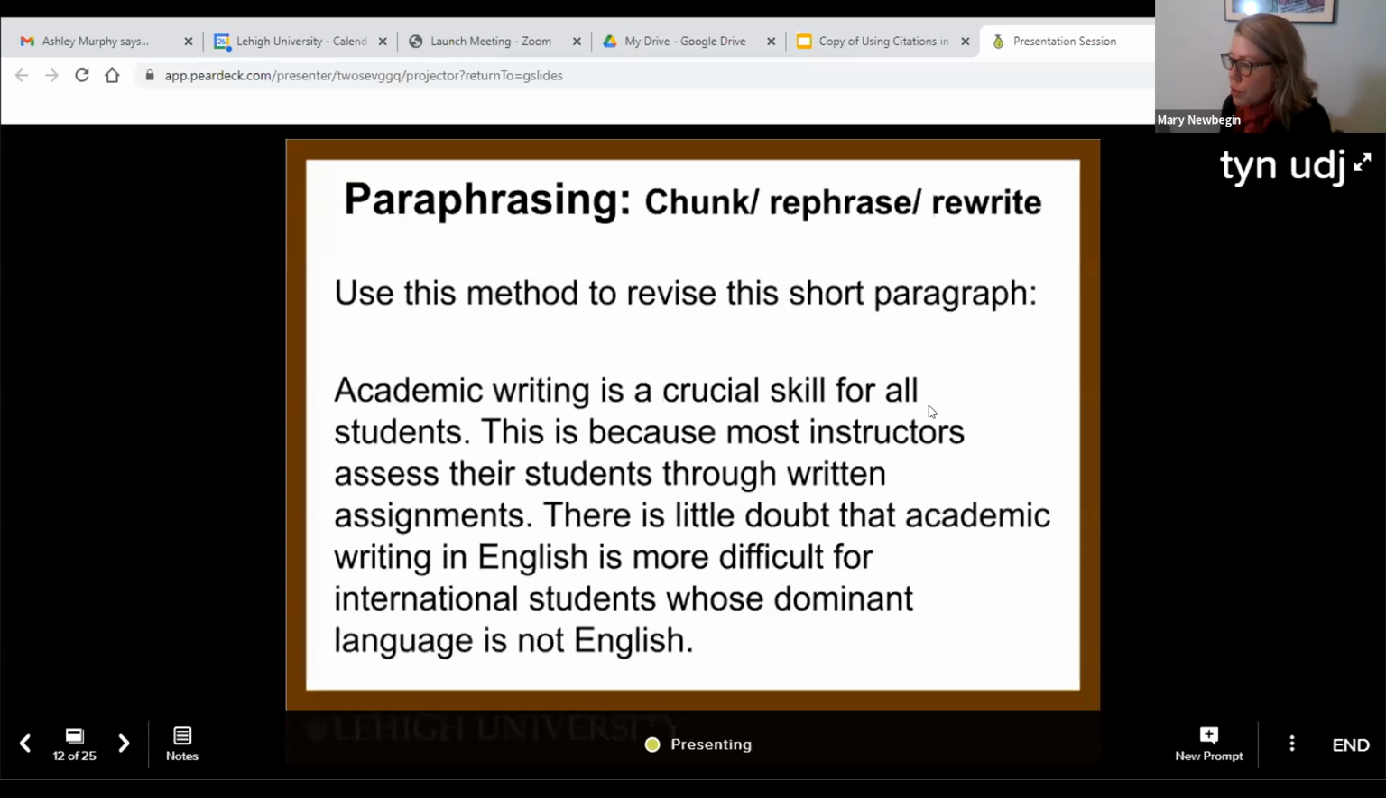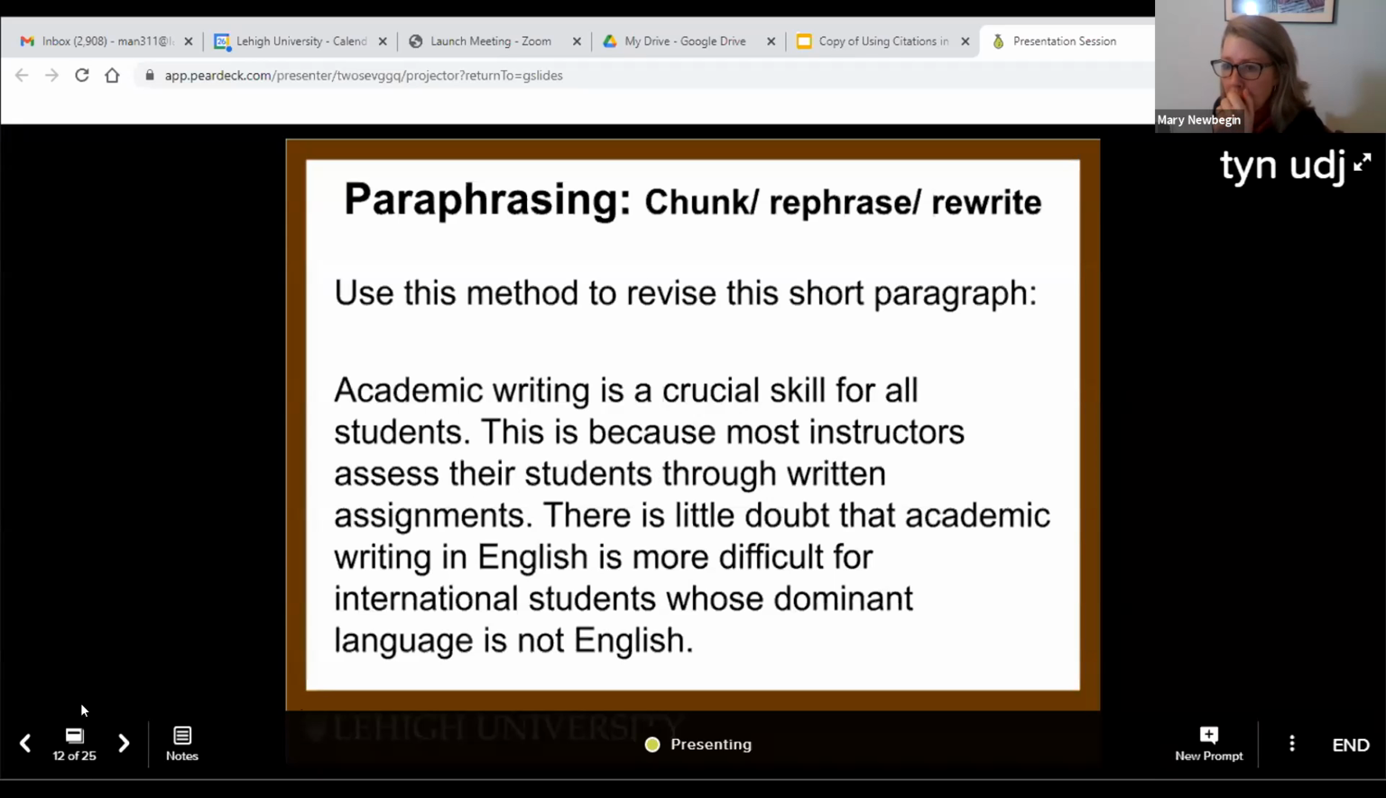Academic writing is a crucial skill for all students. Let's look at this first sentence. Well, in this first sentence, I see three chunks. So academic writing, that's the first chunk. That's the what. Is a crucial skill. That's the next chunk. And then the last chunk is for all students. So you can see where you make the breaks. Sometimes a prepositional phrase, for all students, is a natural chunk.